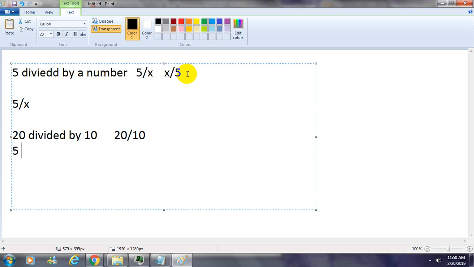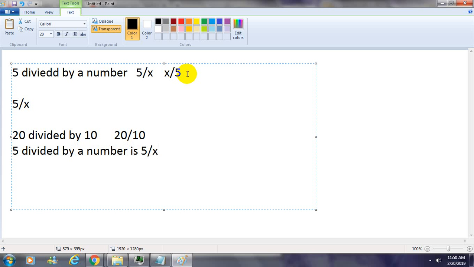My keyboard doesn't work. I got some food on it, I think, a while ago. Oh man, it's a pain. 5 divided by a number is just 5 divided by the number, right?